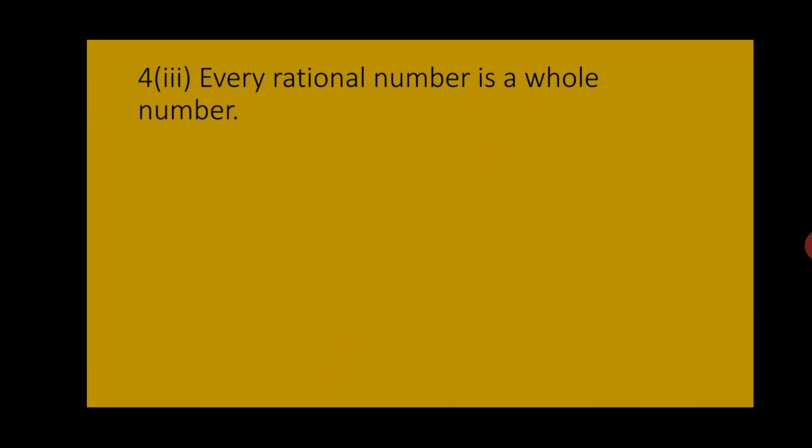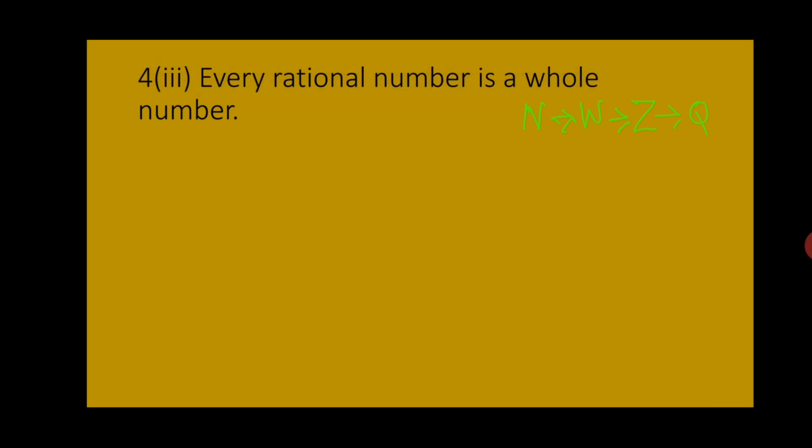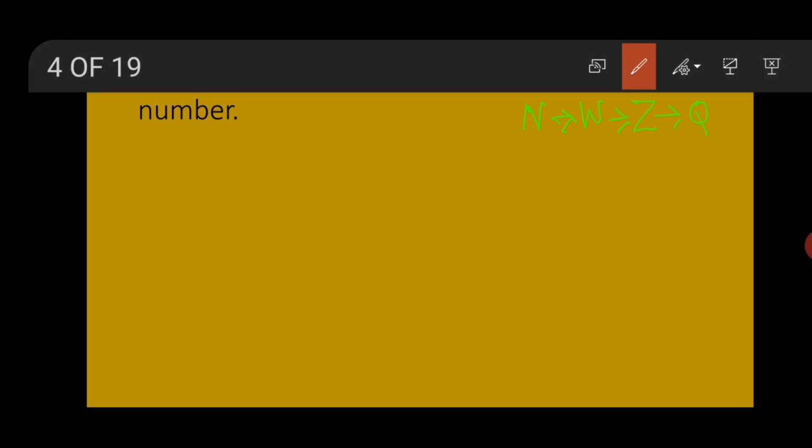Next, let us see one more problem. It is given in exercise 1.1, question number 4, sub question number 3. State true or false. Every rational number is a whole number. Is it true? Write the key point. Every natural number is a whole number. Every whole number is an integer. Every integer is a rational number. Now here, what is the question? The question is: every rational number is a whole number.